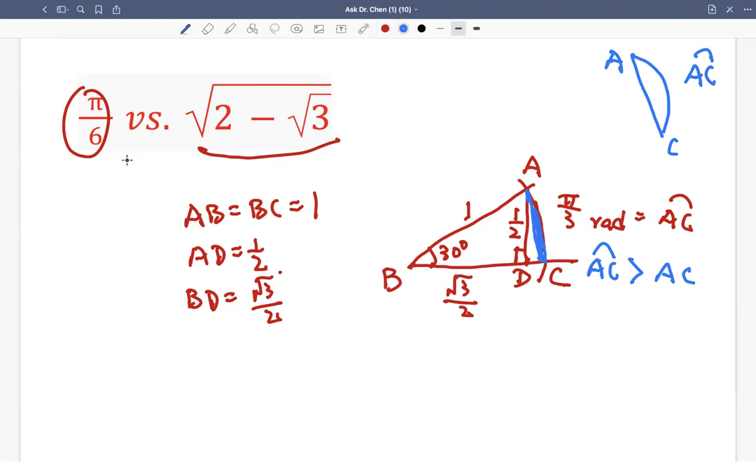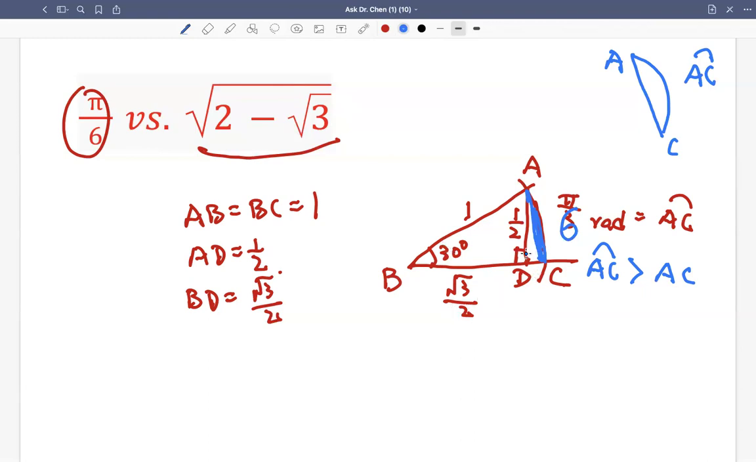Now, how do we relate it? So the arc length of AC is just pi over 6. Oh, I read it wrong. That's not pi over 3, it's pi over 6. 30 degrees corresponds to pi over 6 radians. So the arc length is pi over 6. So now, how do we form this square root of 2 minus radical 3?